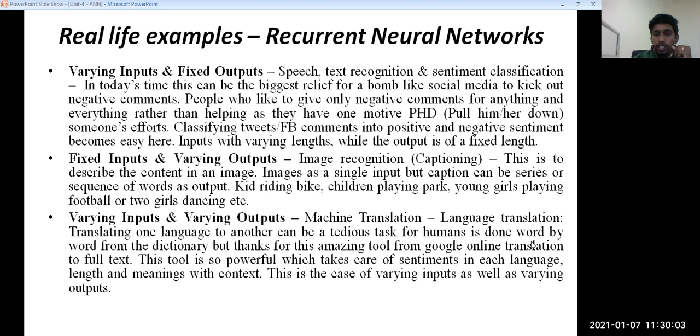Okay, so next one is varying outputs on varying inputs, right? The main example for this one is text translation. Suppose you take the best example of the Google online translation tool, where it can translate your given input into many languages. It can translate to Spanish or Hindi or Telugu. So according to your requirement, it will try to translate things.